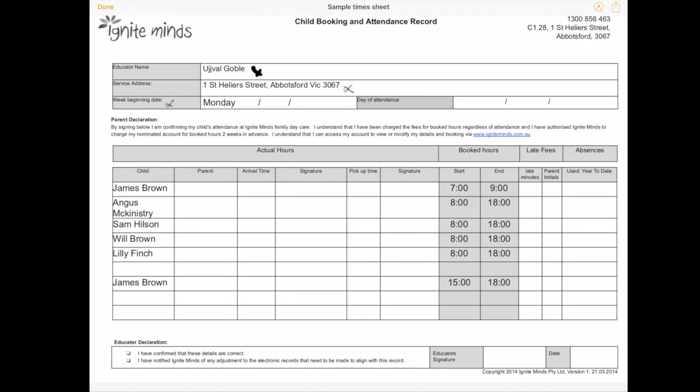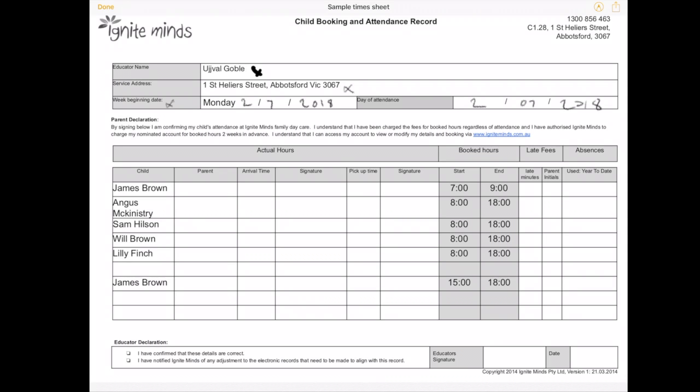Thirdly, you want to make sure that you record the week beginning date. That's this date here. All weeks begin on a Monday and they end on a Sunday. That's just how the department does their billing. So for argument's sake, let's say this is the week beginning Monday the 2nd of July 2018. Okay, now the day of attendance is also Monday. So let's say it's the 2nd of the 7th, 2018.